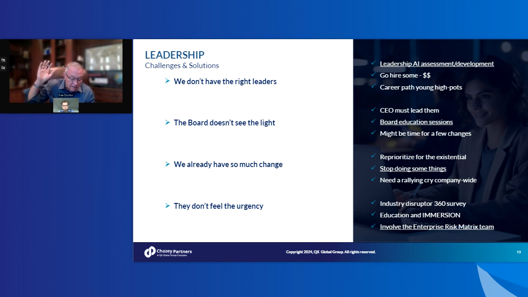So most businesses have an enterprise risk matrix team that reports to the board, usually to the audit committee of the board, and involve those folks. And the reason for that is they're going to literally have data that says this is an existential threat. So this can be helpful to move the board. This can be helpful to move the executive team. It can just really, really be helpful.